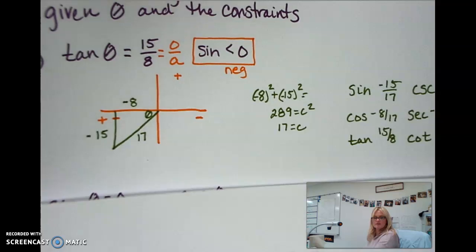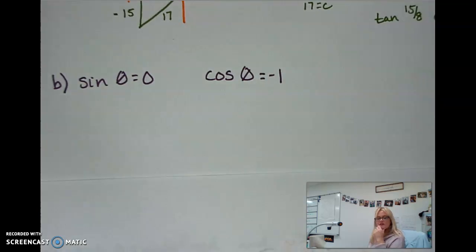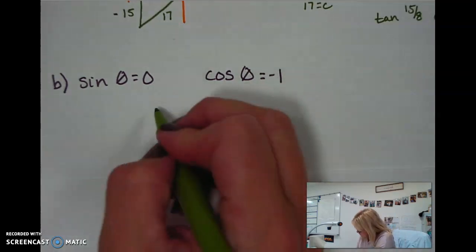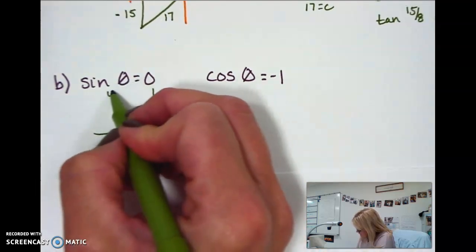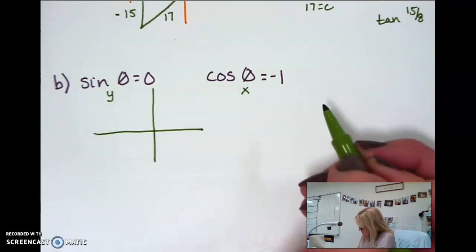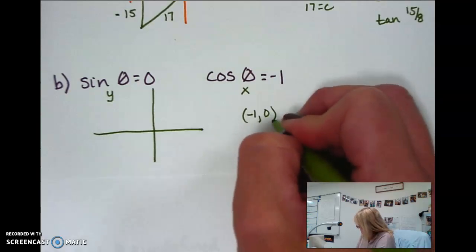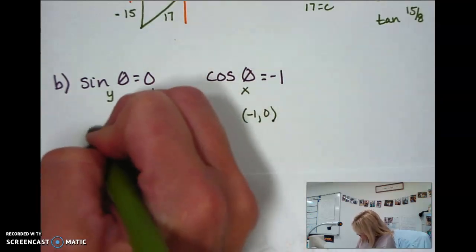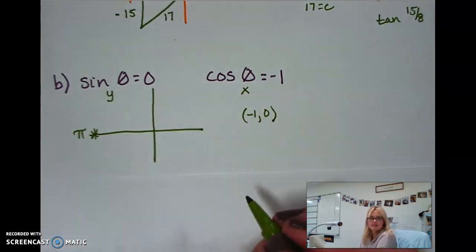So look at the next one. It says that sine of theta is 0 and cosine is negative 1. Where is that line? Well, think about it. Sine is my y value, cosine is my x value. So when is x negative 1 and y 0? That happens over here at pi. Is there a triangle I can draw? I can't. But I still can find my sixth trig function.